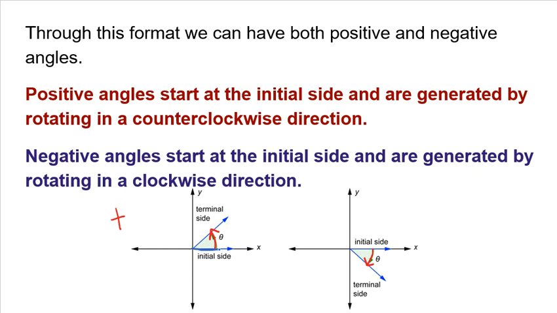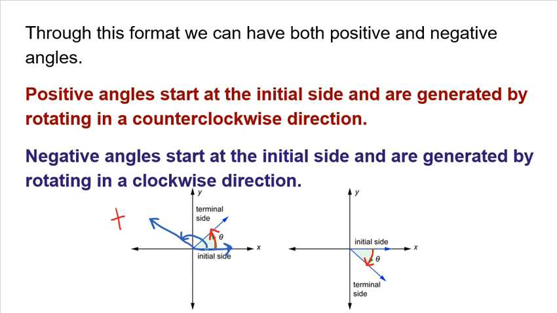Imagine an angle that starts on the initial side, positive x-axis, and it rotates all the way over here into the second quadrant. Well, that would be a positive angle, and it's now bigger than 90 degrees. It would be an obtuse angle. So those angles are now totally okay.